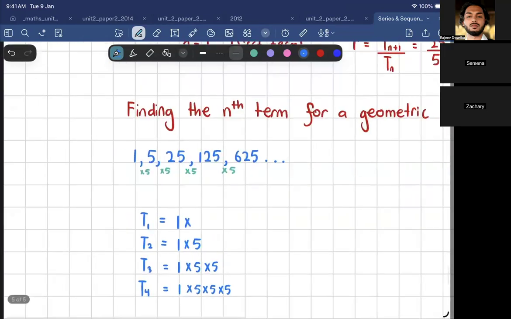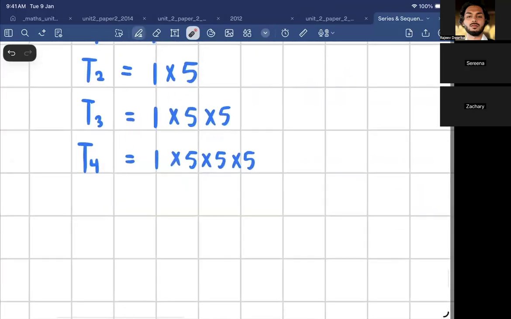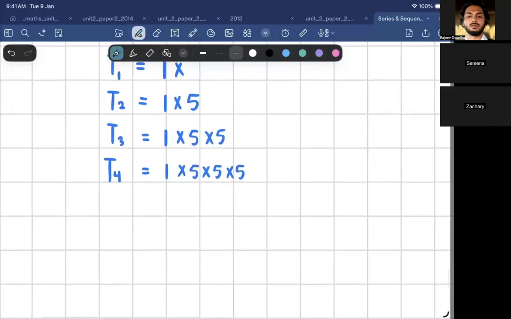Let me see now. So identify the fourth term for me here. What's the fourth term? 125. And to go from 1 to 125, how many fives are we multiplying by? 3 fives. Right. I don't know if you're noticing a pattern here. Are you? Yes, sir.